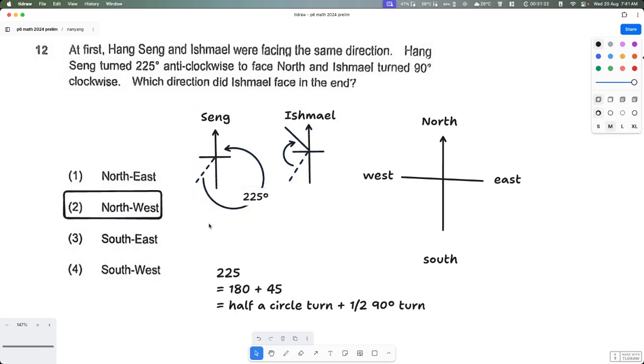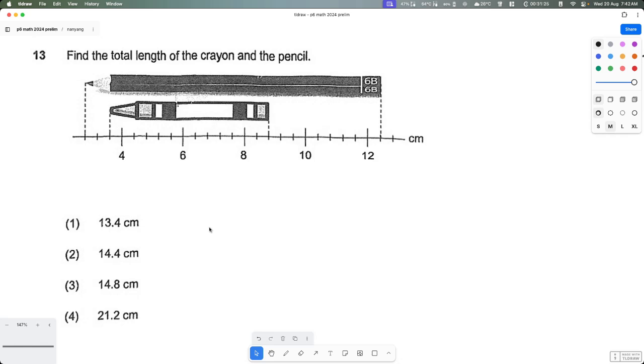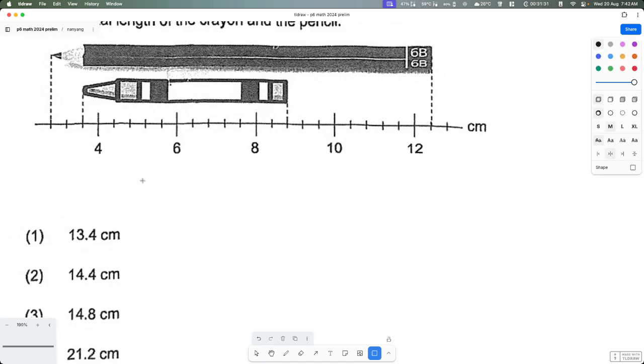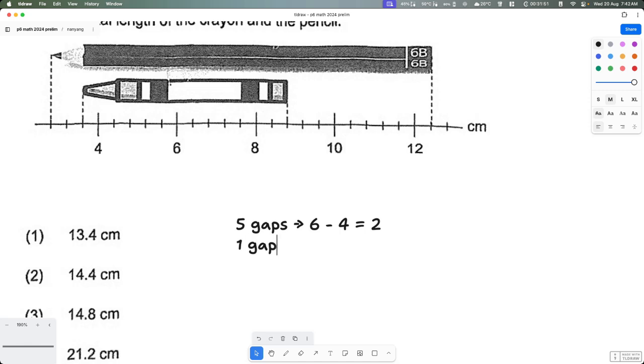Let's move on to the next question. Question 13. Find the total length of the crayon and the pencil. Okay, so let's have this. We count the number of gaps again. 1, 2, 3, 4, 5. Okay, so that means 5 gaps is equal to 6 minus 4. Okay, we count the number of gaps and the first and second number because we don't have the initial number at the end. So it's 2, right? So then 1 gap is equal to 2.0 divided by 5, which is 0.4. Okay, so 1 gap is 0.4.